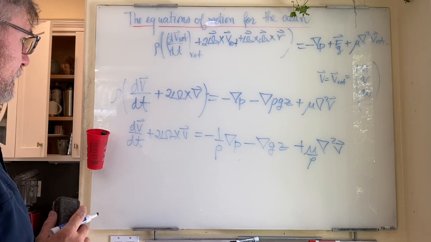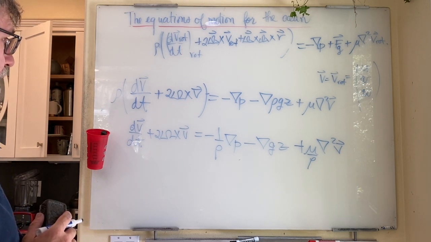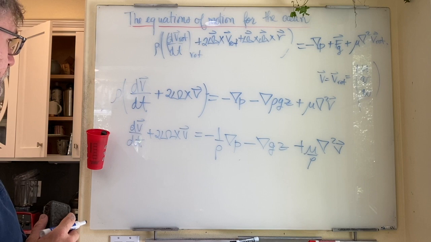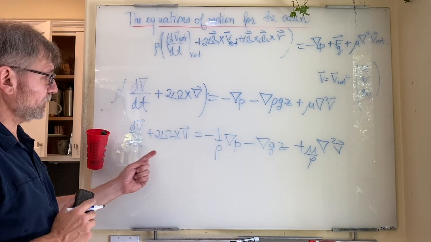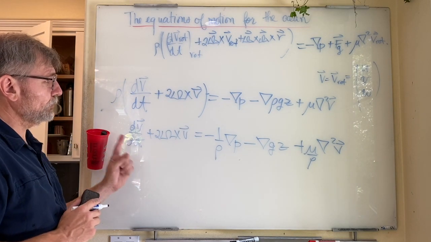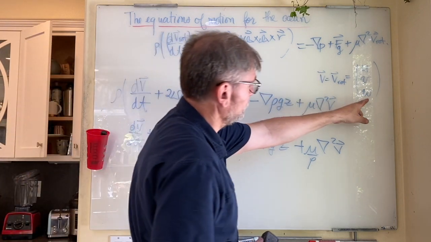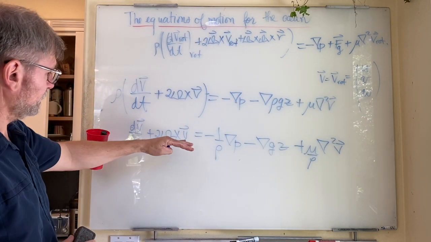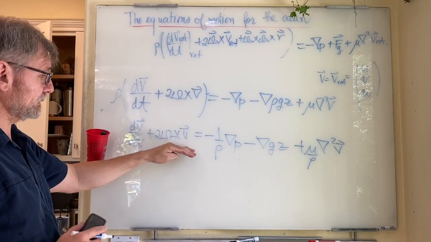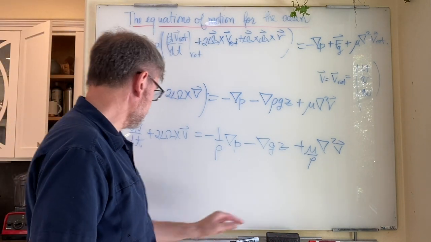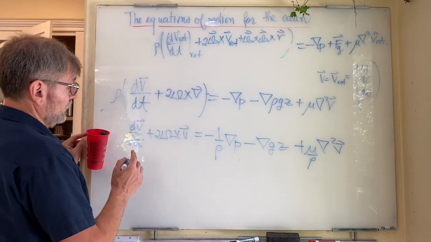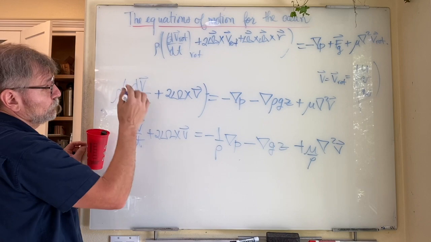And now I can write this down in component form, right? The u component, the v component, and the w component. But to do that, I need to figure out what this 2 omega cross v is in each of the components. So the omega vector, where can I write?